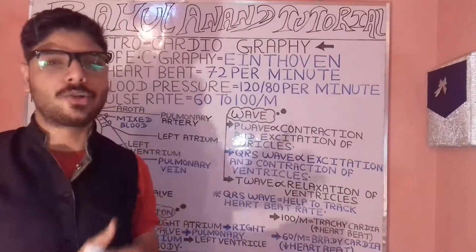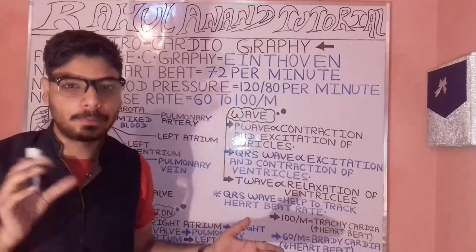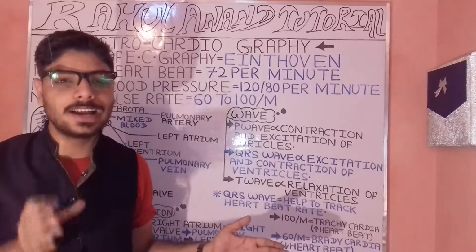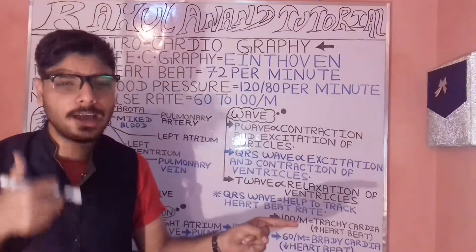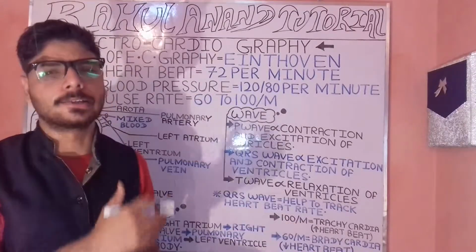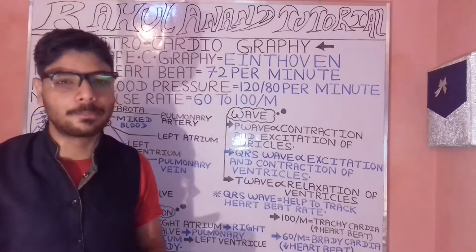As well as in the third you are having what? In the third you are having the T wave. T wave particularly demonstrates what? Your T wave particularly demonstrates the relaxation of the ventricles. You can often find this popularly here on the board.